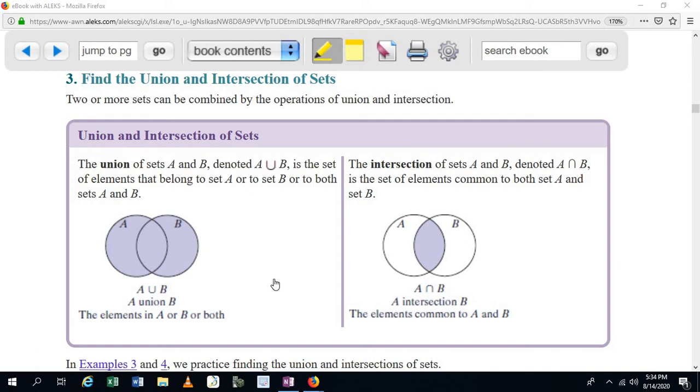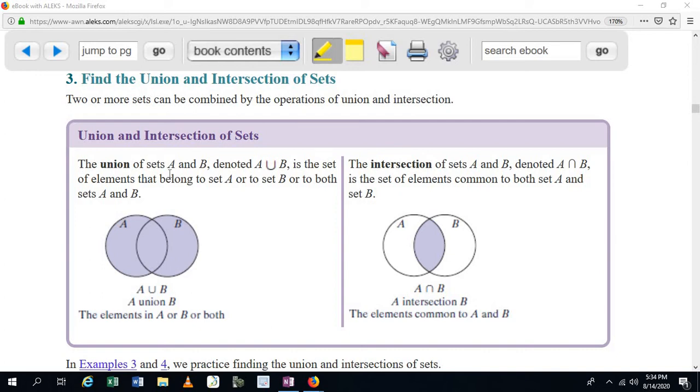Hello again. In this video, I'm going to go over Objective 3 from R1, which is about the union and intersection of sets. So let's talk about the union of sets, and then we'll talk about the intersection. And those are the two most common ways of combining two sets, by the way.